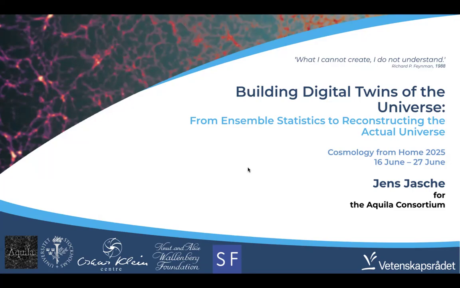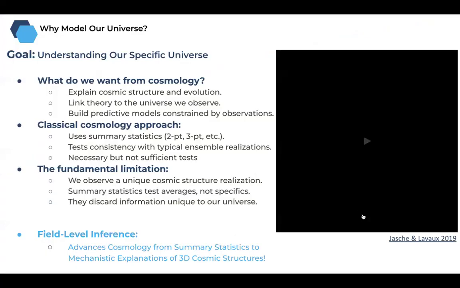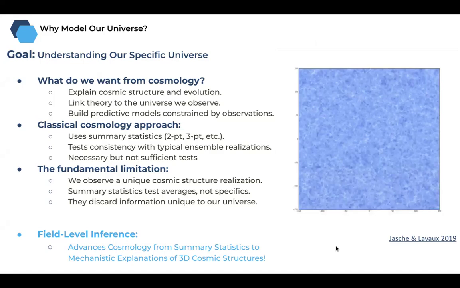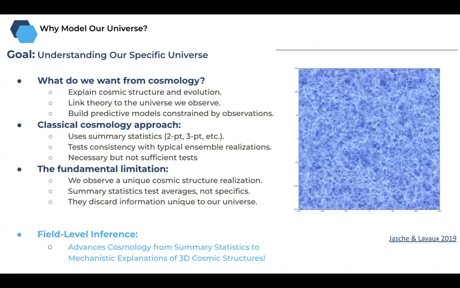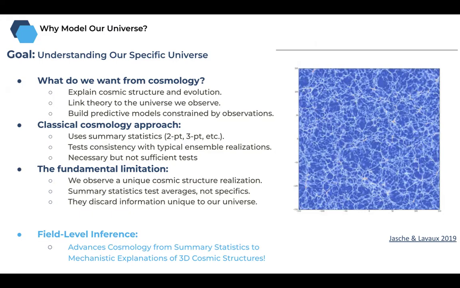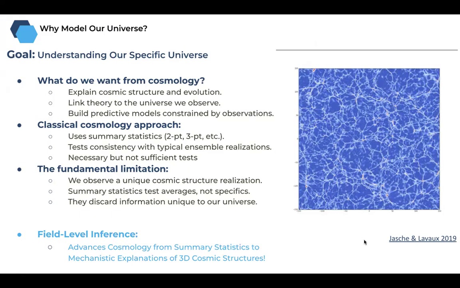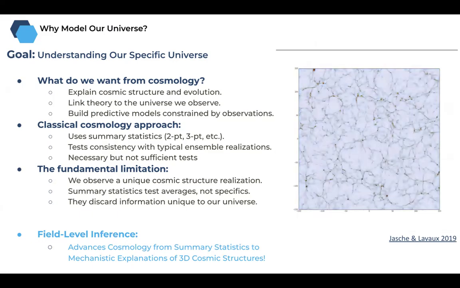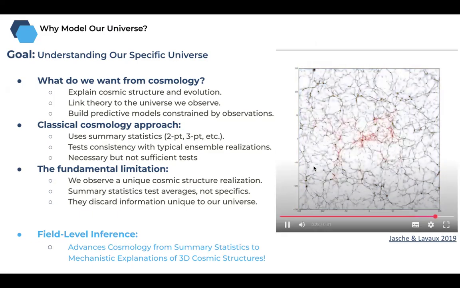I just want to give you a very high-level motivation for what we are interested in doing. In particular, we are interested in understanding our specific universe. We want to explain cosmic structure and the universe evolution. We want to be able to link our theory to the universe that we actually observe, and we want to be able to build predictive models constrained by these observations. What you can see on the right right now is the evolution of a typical cosmic large-scale structure from the beginning to the present.